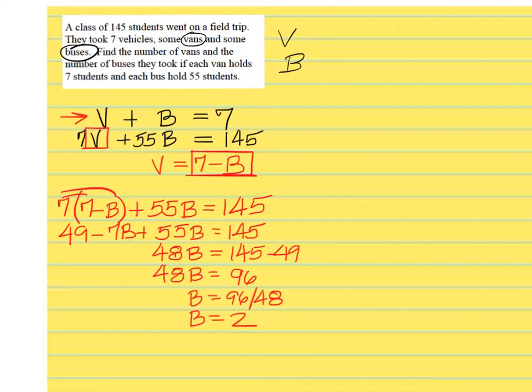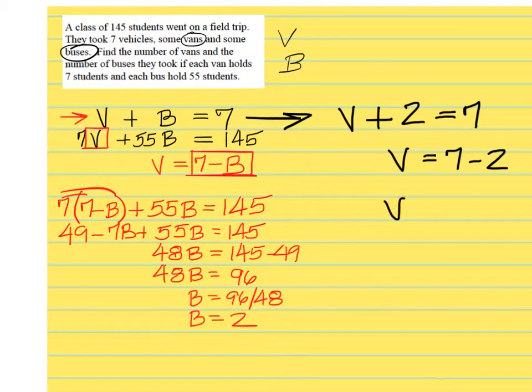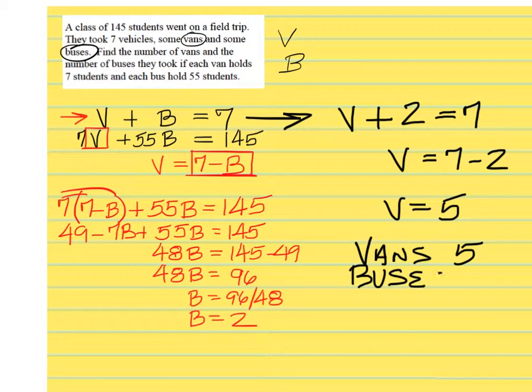So going back to here, I know that I took 2 buses, so B gets replaced with 2, and solve for V, the number of vans. You come up with 5. So vans would be 5, and buses would be 2.